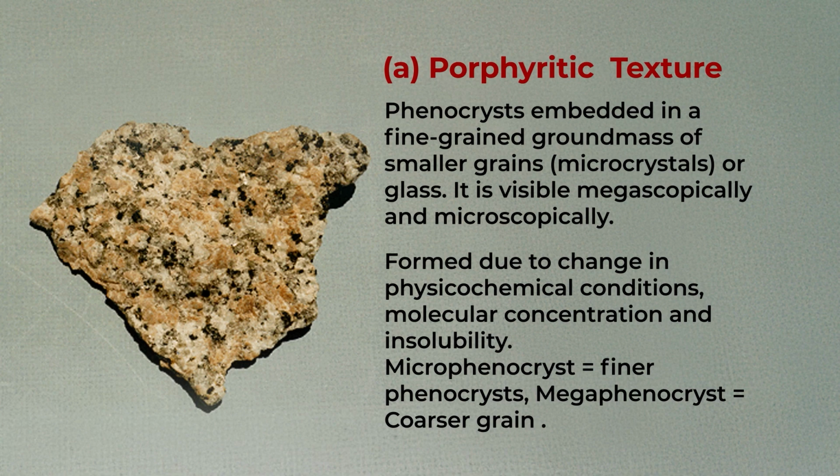The microphenocryst is a finer phenocryst and megaphenocryst is a coarser phenocryst grain. These are the two important terms commonly used to describe porphyritic texture. One is microphenocryst: the finer grain size crystals are called finer phenocrysts or microphenocrysts, whereas the large size crystals embedded within the fine-grained matrix are called megaphenocrysts, which are coarser in grain size.